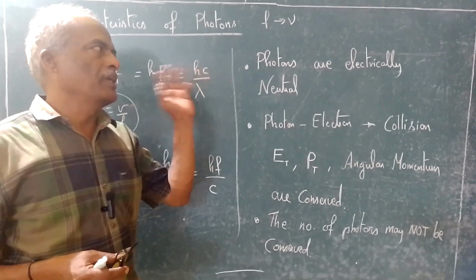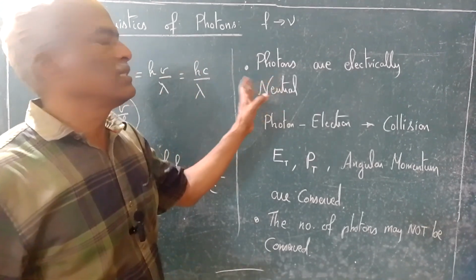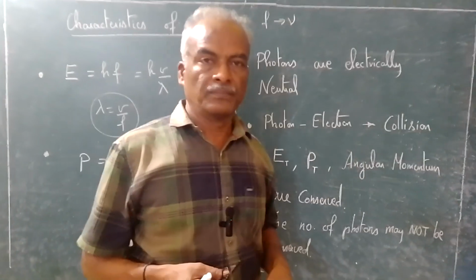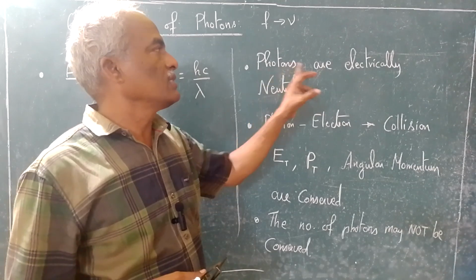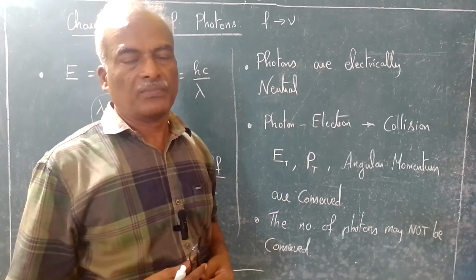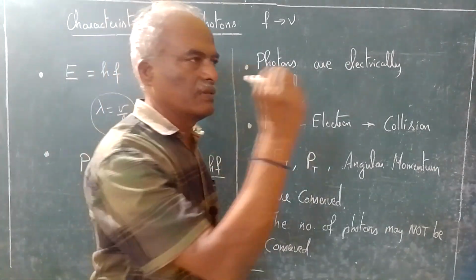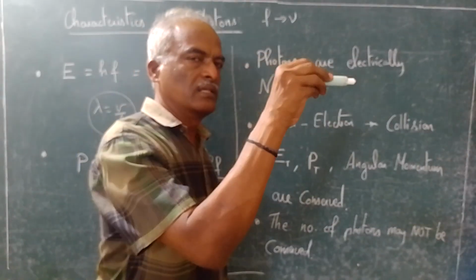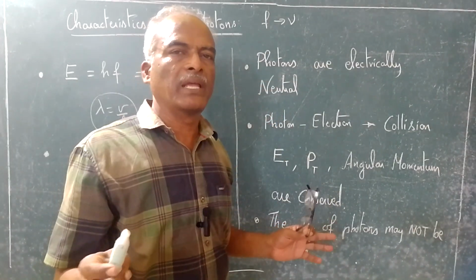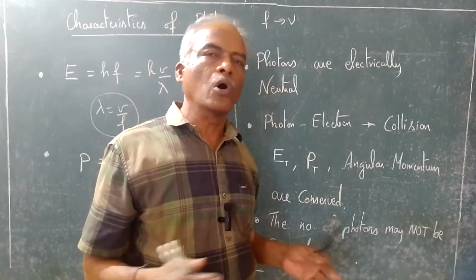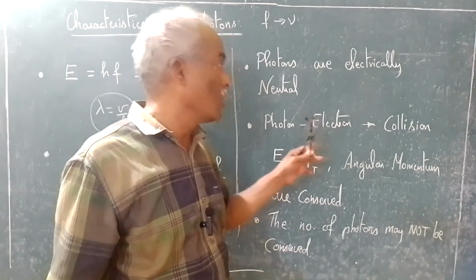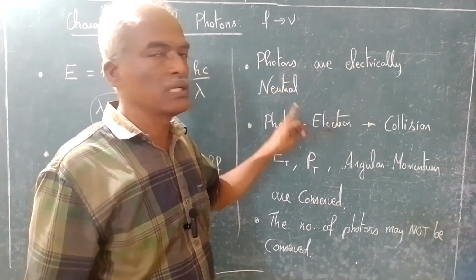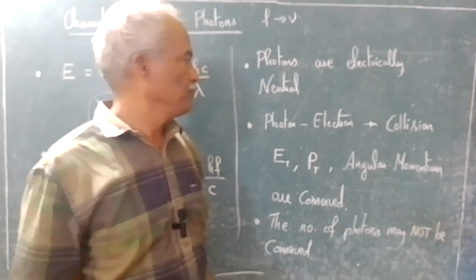Then fourth point is photons are electrically neutral. So photons are electrically neutral. That means if a photon travels like this, it is not affected by either electric field or by magnetic field, because photons are electrically neutral.